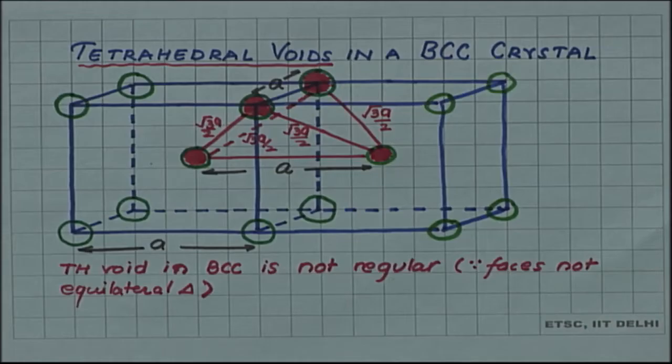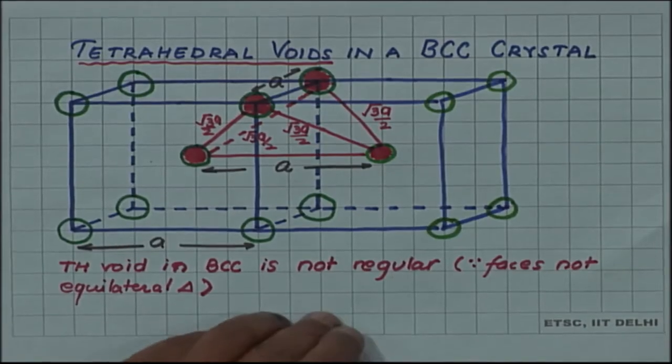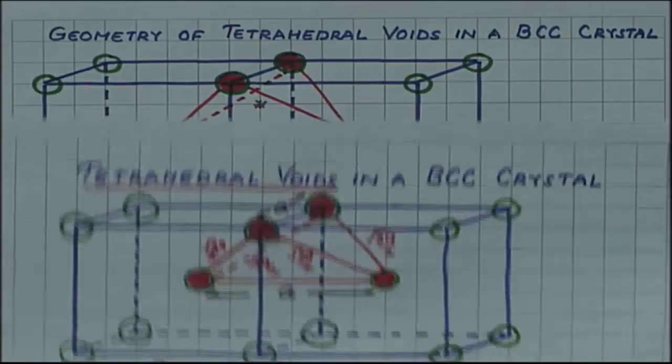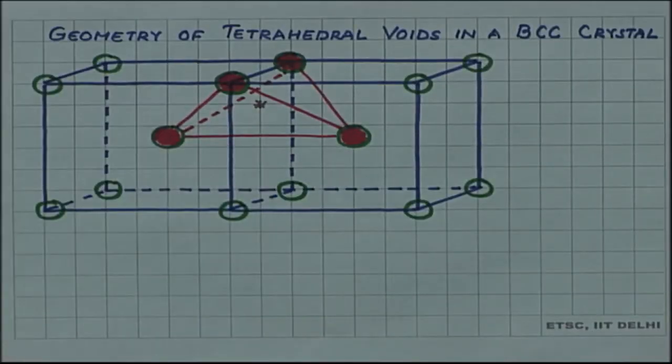The other thing which we want to do is to locate the centroid of this tetrahedron. The centroid actually gives the location of the void. Void is of course a 3D solid, so it occupies a volume, but the location of the void is usually given by the location of its centroid. So, let us try to do that. Maybe we will do this in this new figure.